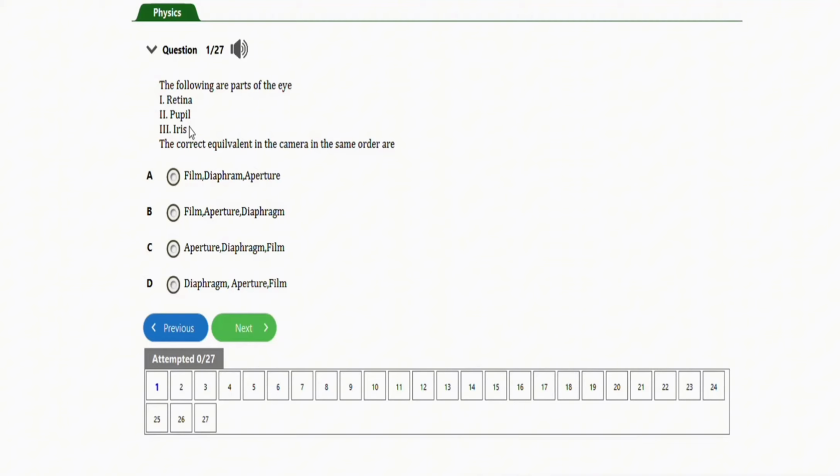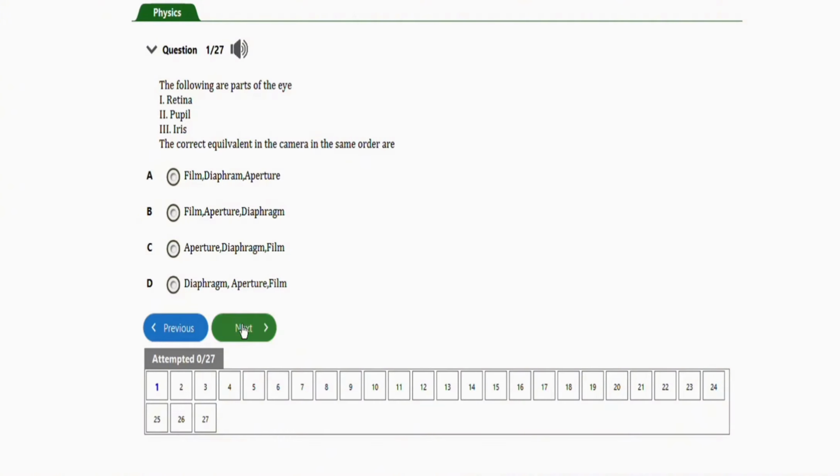We have retina, pupil, iris. The correct equivalent in the camera in the same order are, so we have film, diaphragm, aperture. No, we have film, aperture, diaphragm. Yes, this is correct. So the correct option in the same order is option B. Film is equivalent to retina in the camera. Aperture is equivalent to pupil in the camera. Diaphragm is equivalent to iris in the camera.